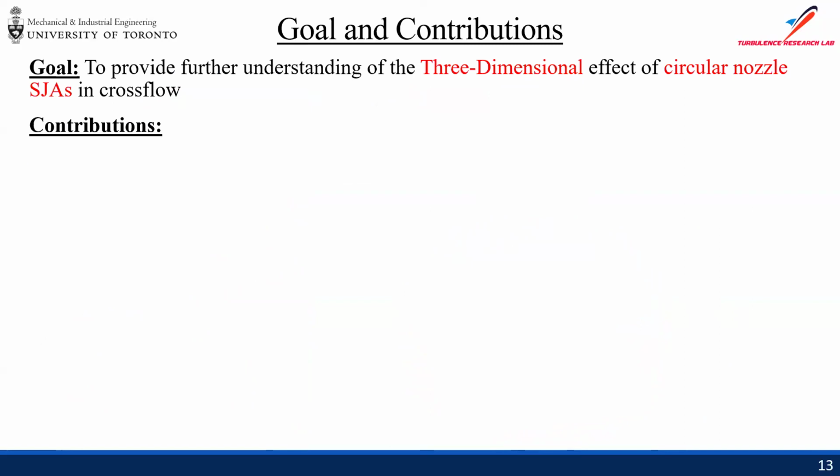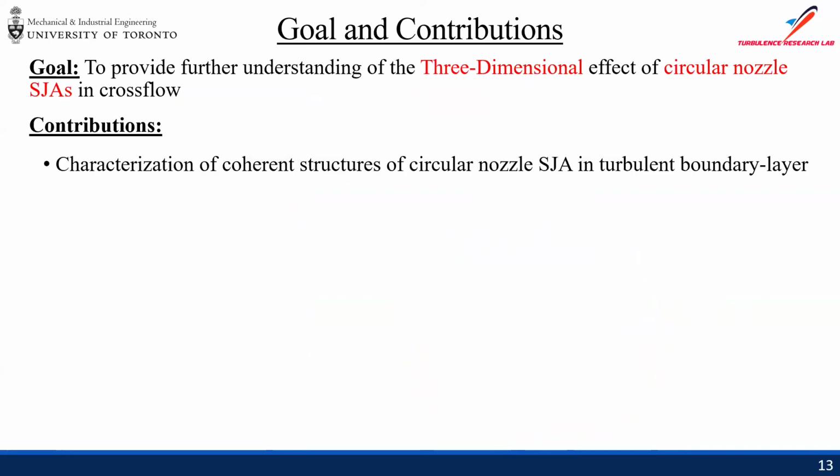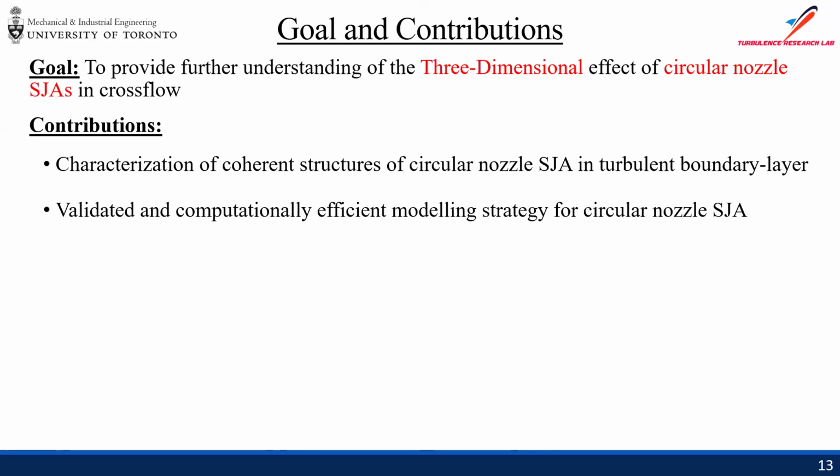So the original goal of the work is to look at the 3D aspect of circular SJAs in crossflow to guide future experimental designs. To achieve this goal, my contributions are as follows. Characterization of the 3D coherent structures of a circular nozzle SJA in a turbulent boundary layer, paying close attention to near-wall structures. Proposing and validating a meshing or modeling strategy for circular nozzle SJAs, which reduces computational costs significantly.